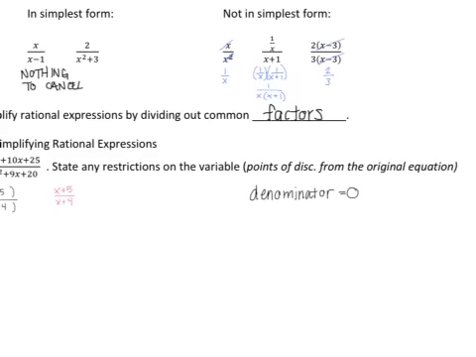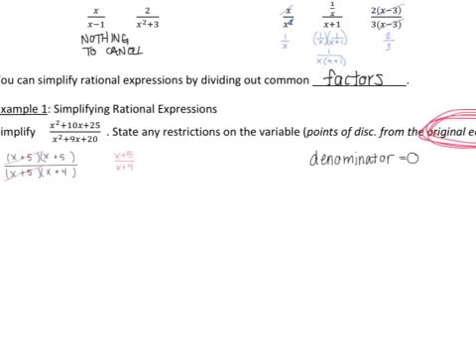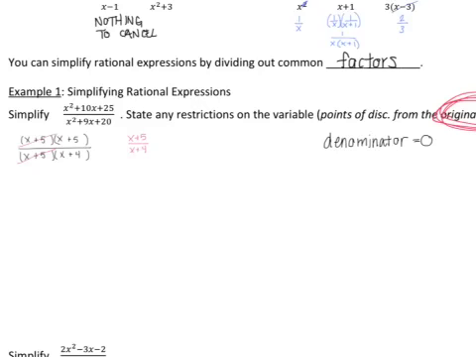Now, which denominator are we talking about? We are talking about the one from the original expression, not just our answer. Our original denominator, we factored it, so we'll use that. Let me write out what I'm doing. I'm finding the points of discontinuity. So I'm going to set x plus 5 times x plus 4 equal to 0.